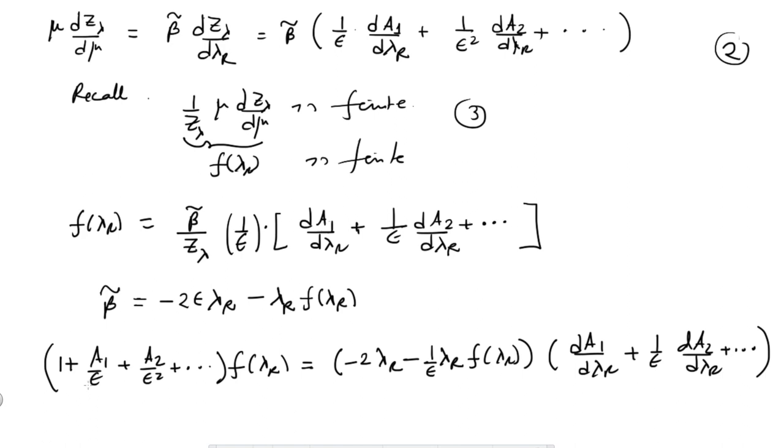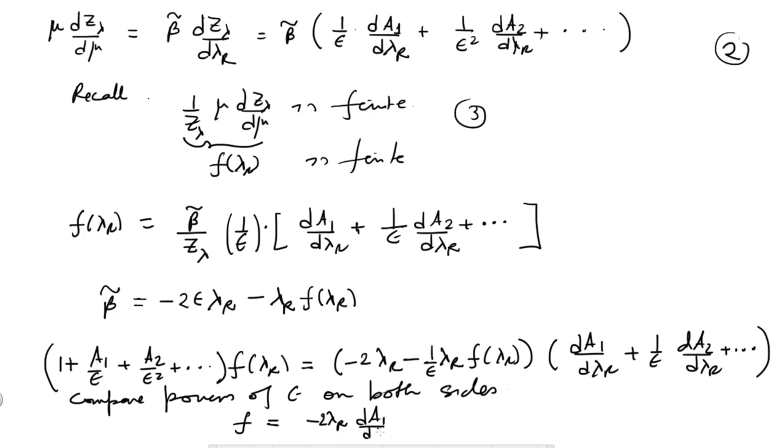Okay, now let's compare powers of epsilon on both sides. So what do you get? Let's look at the lowest order term, the finite term, 1 over epsilon to the 0, or epsilon to the 0. You get 1 times f of lambda r. So on the left you have f, on the right you have minus 2 lambda r times dA1 over d lambda r. Any other term will be either 1 over epsilon or 1 over epsilon square and so forth. So if I am just comparing epsilon to the 0 term, then f is equal to minus 2 lambda r times dA1 over d lambda r.